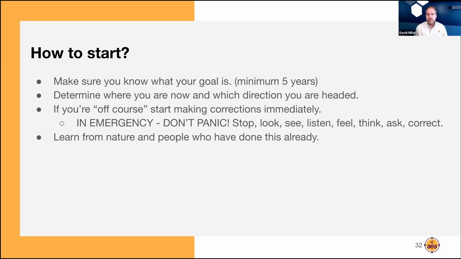And what are your goals? Where are you now? What direction are you headed? If you're off course, start making some corrections immediately. If you find yourself, your operation, your farm, your family in an emergency, don't panic.